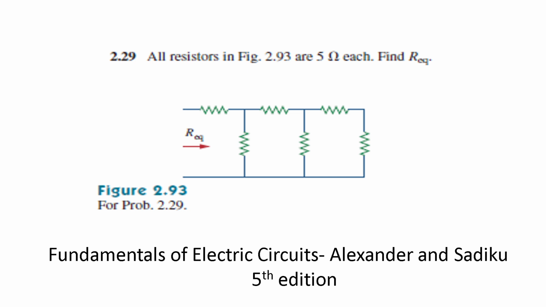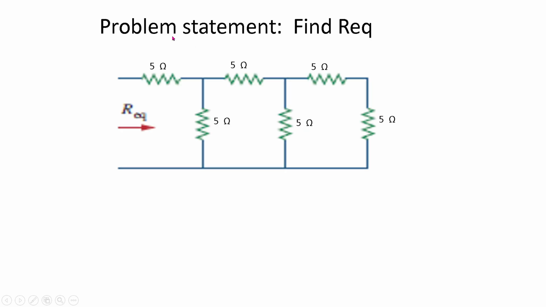Hello everybody. In this video we are going to solve problem number 2.29 from Fundamentals of Electric Circuits by Alexander and Sadiku's 5th edition. So this is the circuit given in which all resistor values are 5 ohm each. So this is our problem statement. We have marked all the resistor values as 5 ohms and we are asked to find the R equivalent when you are looking into this circuit.